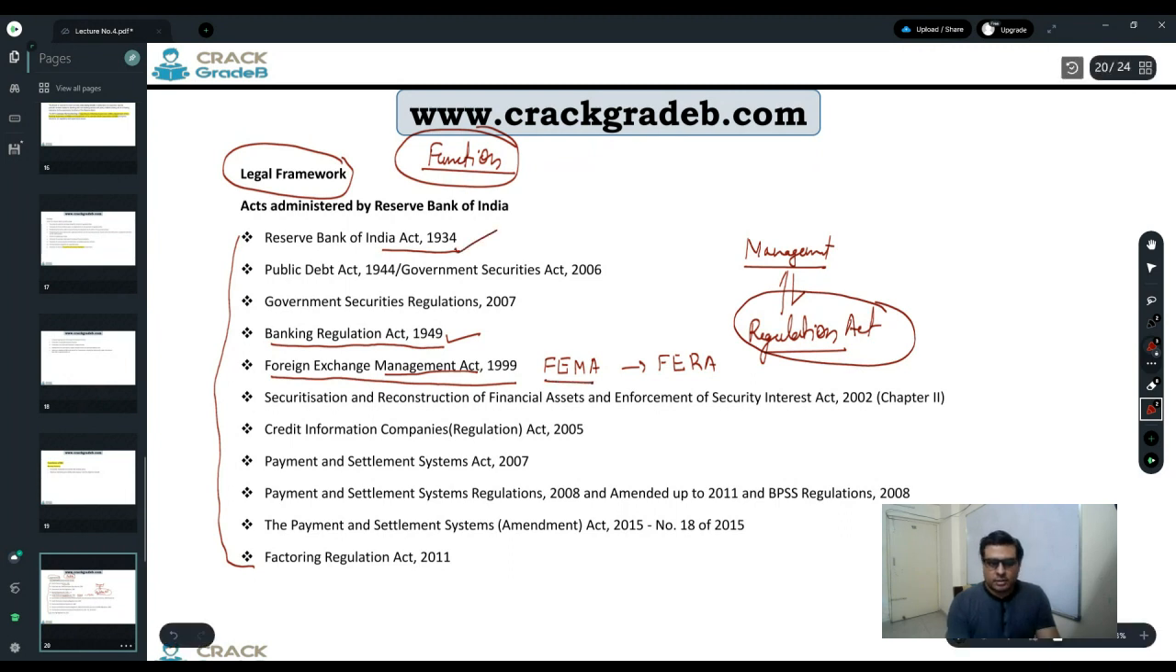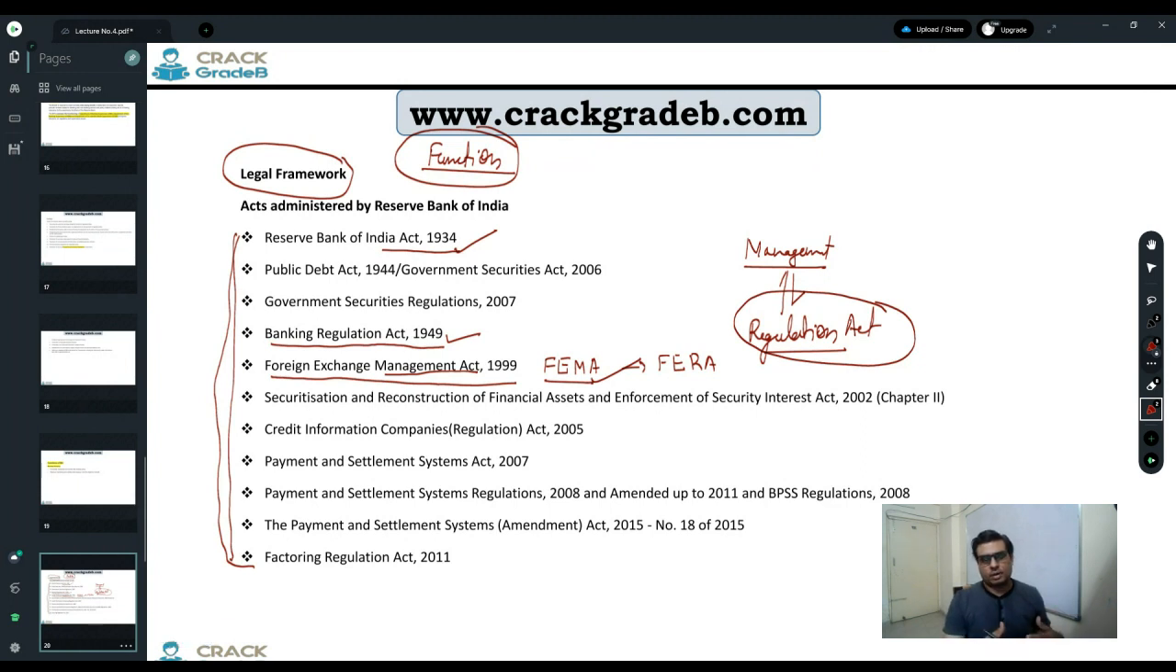So the Reserve Bank of India Act 1934, Banking Regulation Act 1949, and this one. These are the three most important acts which provide the power to the Reserve Bank of India, and these three acts make RBI one of the most powerful central banks in terms of the power a central bank has. In the world, even the Federal Reserve of United States does not have the kind of power that RBI has, right?